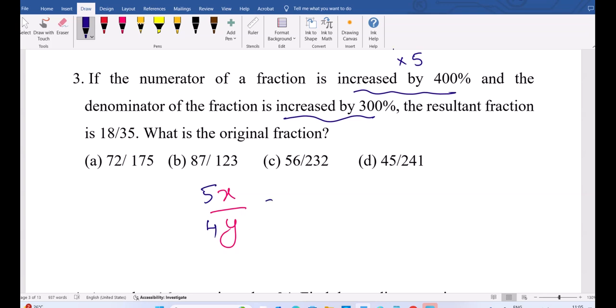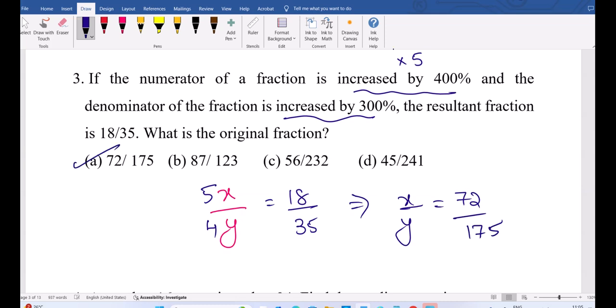5x divided by 4y is 18 divided by 35. Then from this, x divided by y is nothing but 72 divided by 175. Right. Sir, but why did you multiply by 5? 100% means how much? 1. Same value increased. 100% increase means x becomes 2x. 400% increase means x plus 4x.